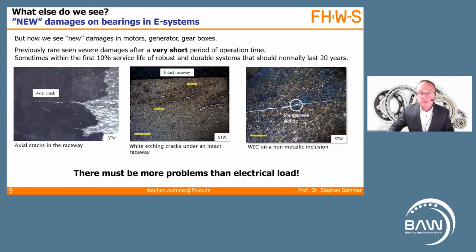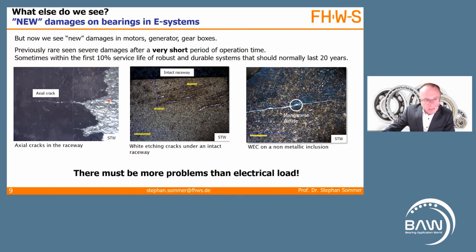But what else do we see? We see new damages in motors, generators, and also gearboxes. And there are previously rarely seen severe damages after a very, very short period of operation time, sometimes within the first 10% service life of robust and durable systems that should normally last 20 years or longer.